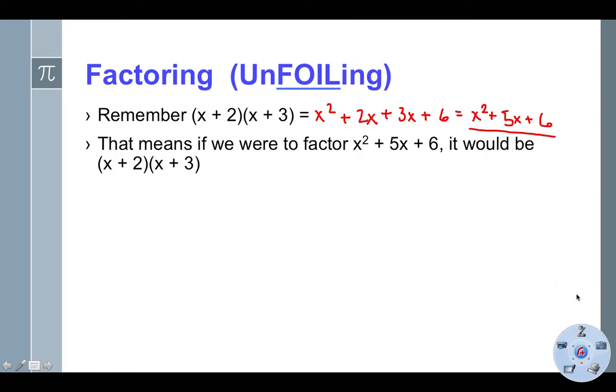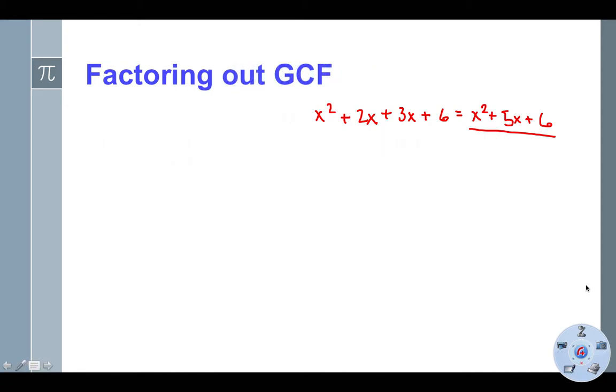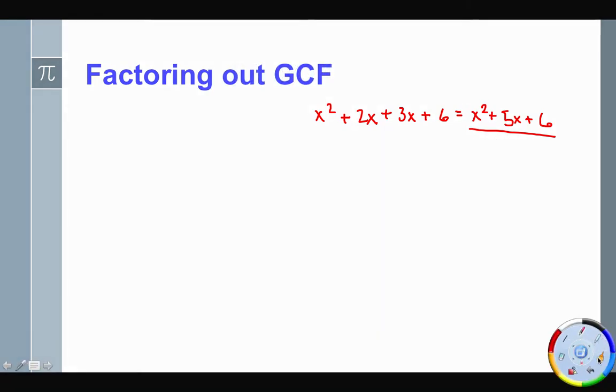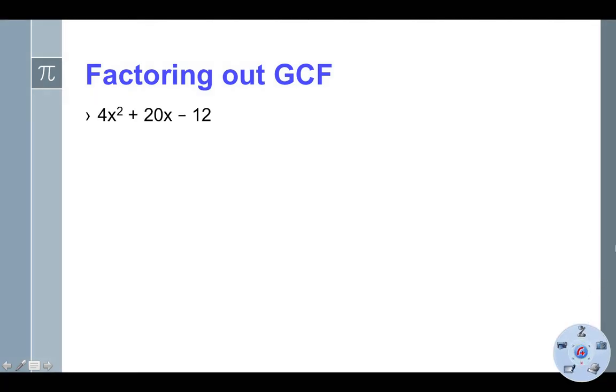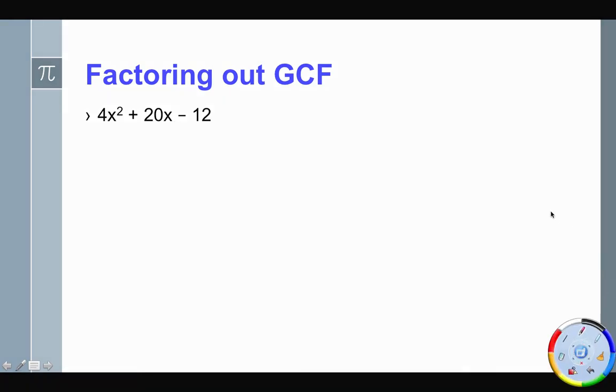But what we're going to start with is something called the GCF. If you recall, GCF means the greatest common factor. We're going to be looking at an expression like this, 4x squared plus 20x minus 12, and we're going to see, is there anything in common between these three terms? In this case, I have a 4, a 20, and a 12. All three of those things have a 4 in common. So I'm going to factor out a 4.